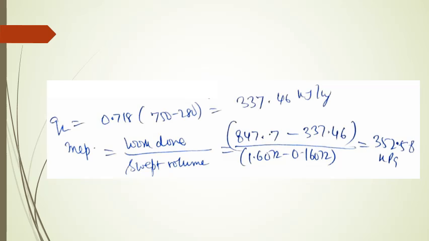Now work done we have calculated with the data given of heat supplied and heat rejected, because we know that work done is equal to heat supplied minus heat rejected. So the value of MEP comes out to be 352.58 kilopascal, and swept volume you must be knowing that is equal to V1 minus V2.